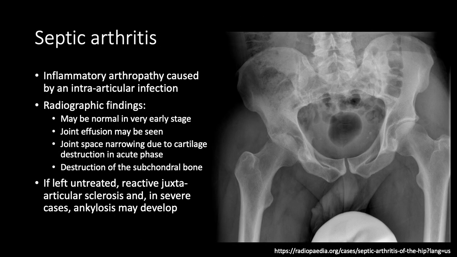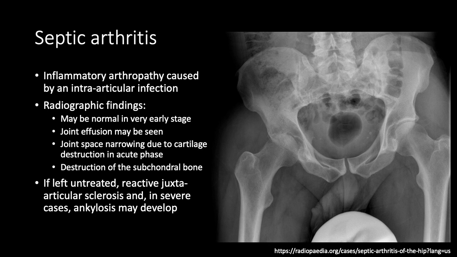The last entity we'll discuss in this lecture is septic arthritis. This is an inflammatory arthropathy caused by an intra-articular infection. In terms of the radiographic findings, the joint may look normal at the very early stage, but as time goes on, there might be a joint effusion, cartilage destruction and therefore joint space narrowing, bone destruction, etc.